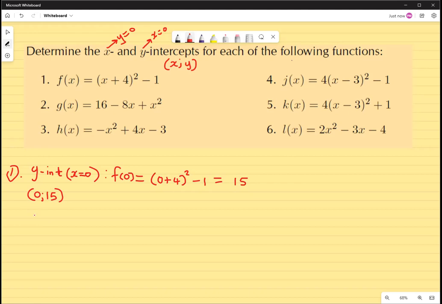Now we're going to do the x-intercept. Remember, for x-intercept, you make y 0. What does this mean? This means that f of x equals to 0. Remember, f of x is your y, right? So f of x equals to 0. So I'm going to have this then. I'm going to have 0 equals to (x plus 4) squared minus 1, right?